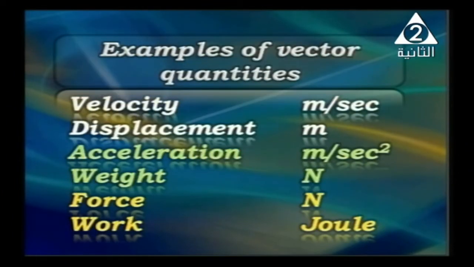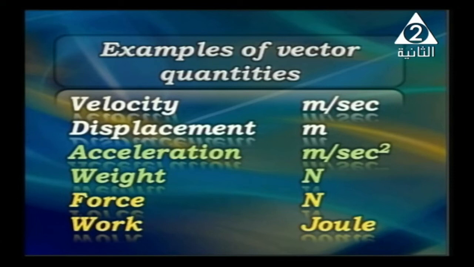And we have another one. We have examples of vector quantities. Vectors here include velocity, displacement, acceleration, weight, force, work, and so on. The first one is velocity. Velocity is measured in meters per second, but I need the direction because it includes displacement. And acceleration needs the direction too, because we have two types of acceleration: positive acceleration and negative acceleration.